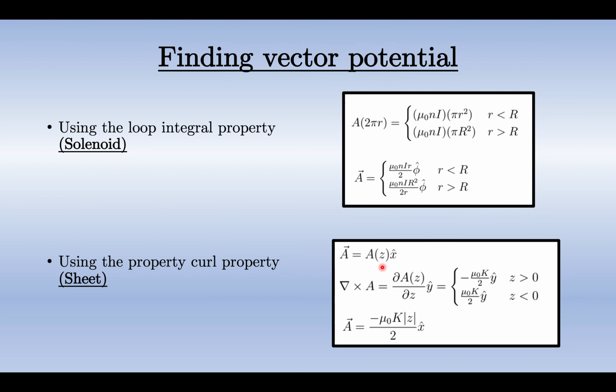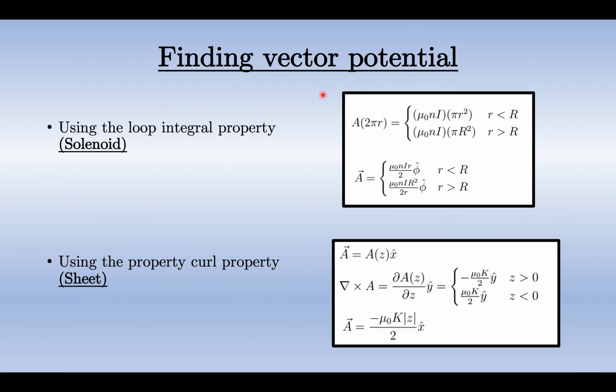I'm taking a few examples because it needs some usage and practice at the beginning at least, so that we can get used to it. For finding the vector potential in a solenoid, we can use the loop integral property. For the left hand side, we use the fact that there is symmetry in the circumferential direction and say that it will be the same, so it will be A times 2 pi r. Then we'll have two cases depending on whether r is less than capital R or r is greater than capital R. In a simple manner, we can get the magnetic vector potential depending on the radial distance.